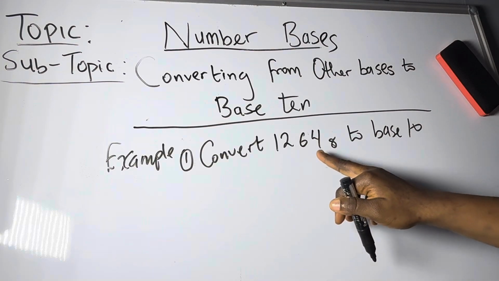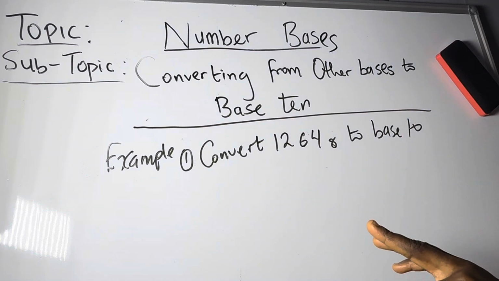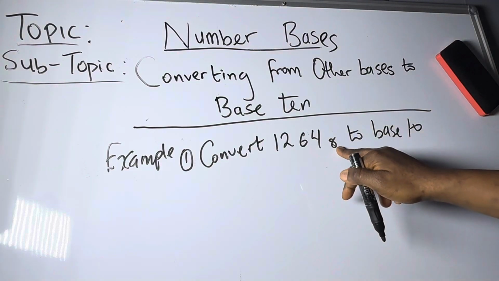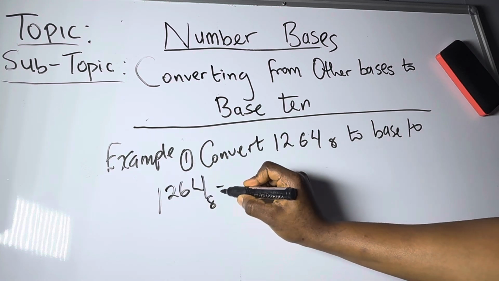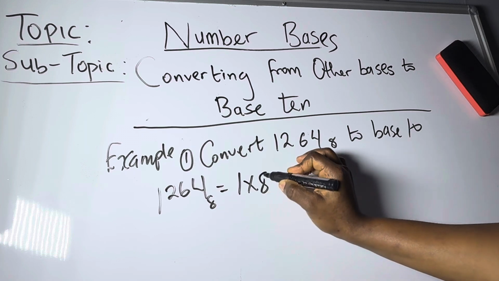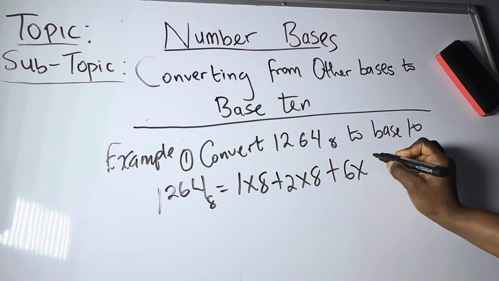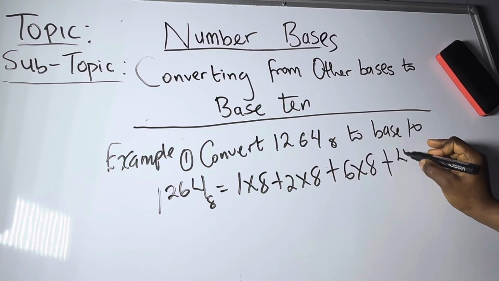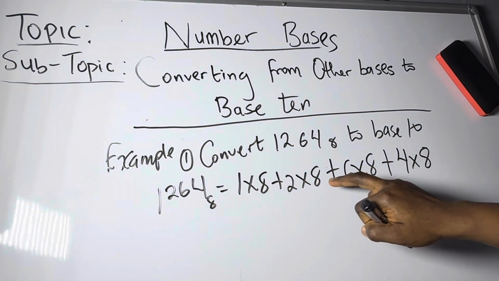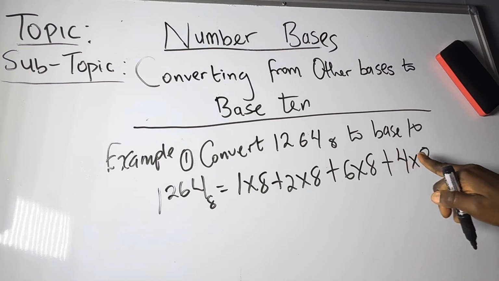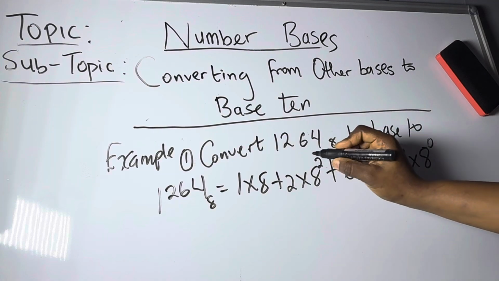Now, if you are converting this particular number to base 10, it simply means we expand the given number by the base, which is 8. Now, 1264 in base 8 equals 1 multiplied by 8 plus 2 multiplied by 8 plus 6 multiplied by 8 plus 4 multiplied by 8. Now, I'm going to be adding some powers to the base, starting from 0. I'm starting from the extreme end by raising it with the power of 0, followed by 1, 2, 3.